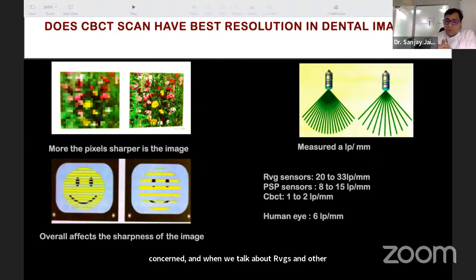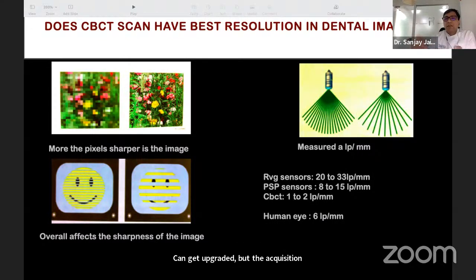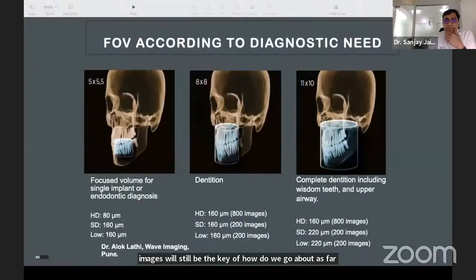So my friends, as of now, I can say that a CBCT scan done with the proper settings and the proper protocols, with the patient standing correctly and the image procured correctly, still gives us the best resolution as far as dental imaging is concerned today. I don't see a lot of change happening in this in the near future. Software might get upgraded, but the acquisition of the DICOM images will still be the key to how we go about navigation.